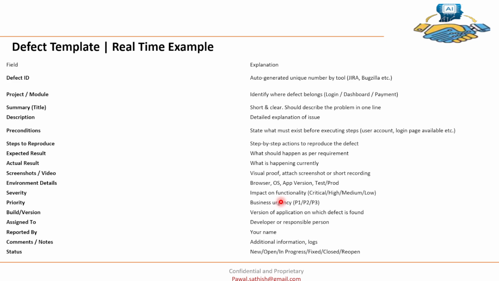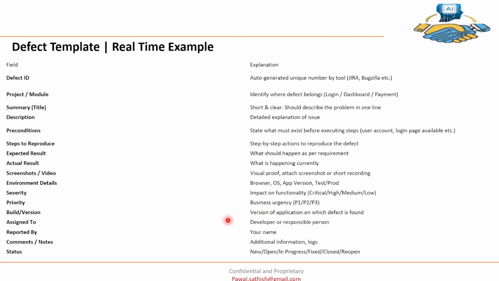Severity is nothing but the impact on the functionality, whether it's critical, high, or medium. And priority is the business urgency or business needs, that is P1, P2, or P3. Usually the priority is decided by the product side, and the severity is decided by QA, because as QA we are understanding the business.